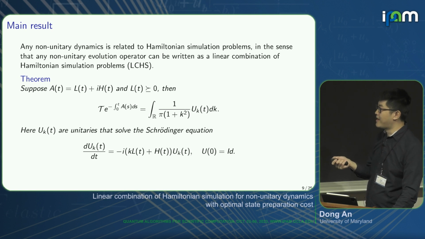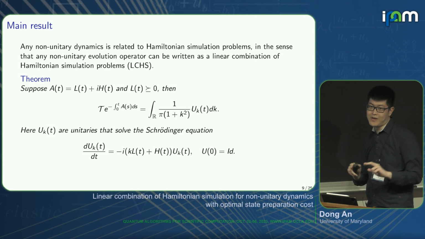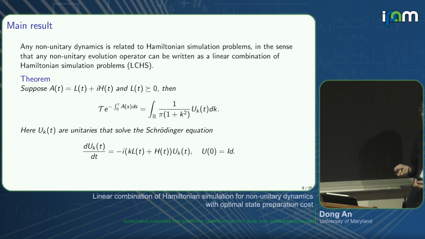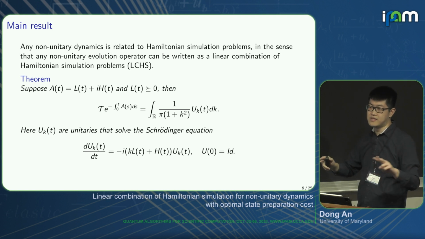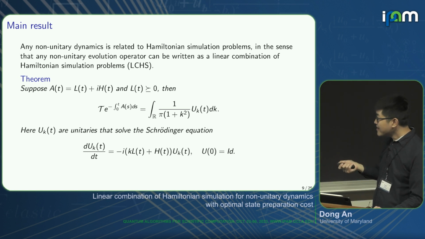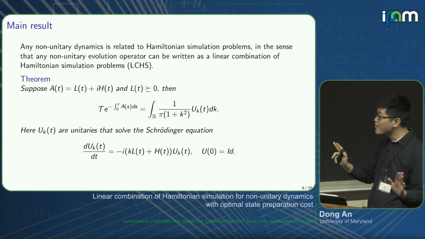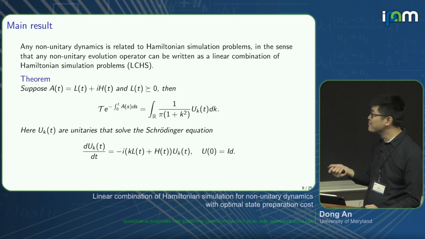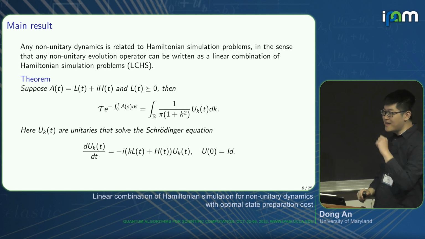So this is the theorem, and of course we have some additional assumption on the stability. I'm assuming that my Hermitian part is positive semi-definite. If you have a negative definite matrix or some indefinite matrix, then there will be some stability issue. But that is the issue for all the quantum algorithms for differential equations. Okay, so this is the main result. On the left we have a general time evolution operator, and on the right we have a linear combination of many unitaries.